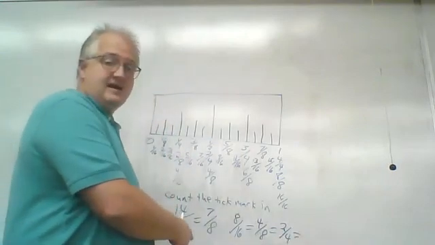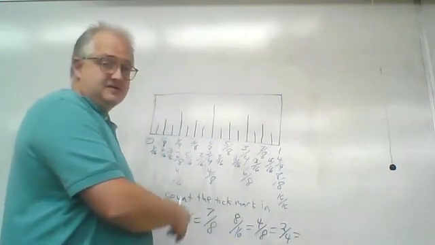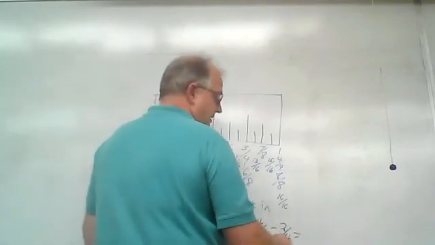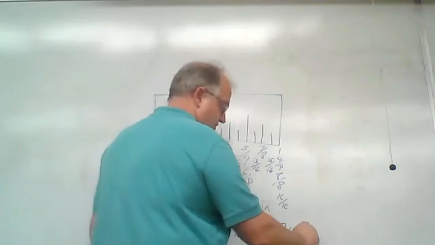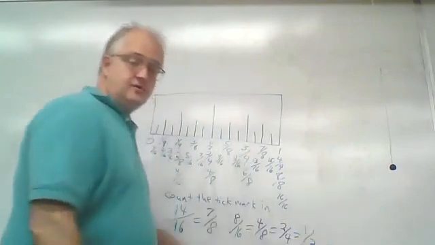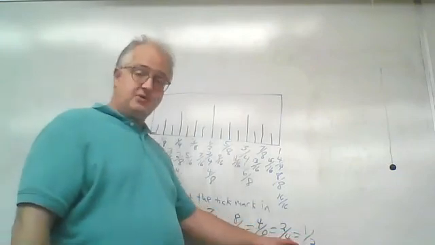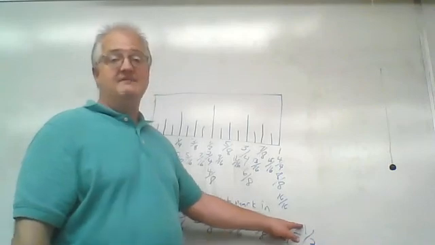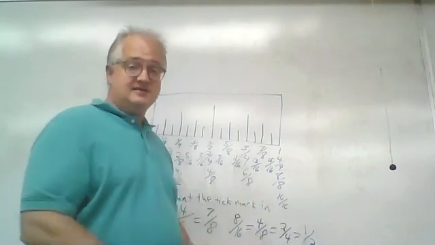Even number or odd number in the numerator? I still have an even number. I got to do it one more time. So 2 divided by 2 is 1. 4 divided by 2 is 2. So I got the fraction 1/2. Do I have an even or an odd number? I have an odd number in the numerator, so I can stop right there.